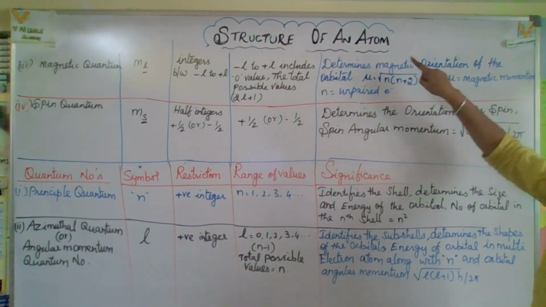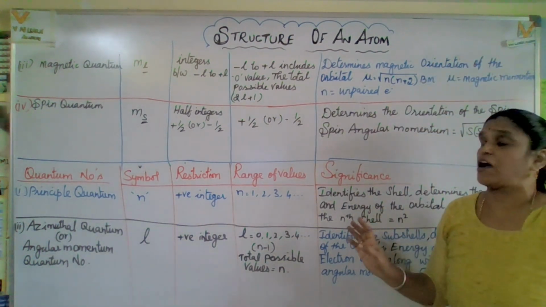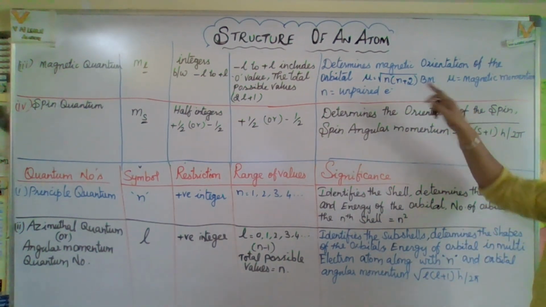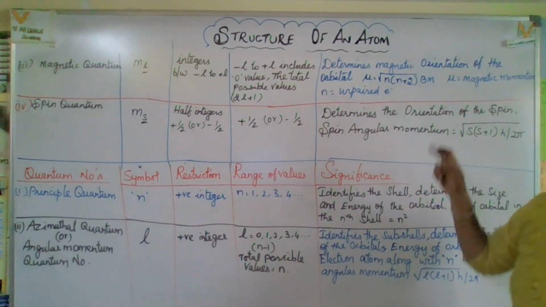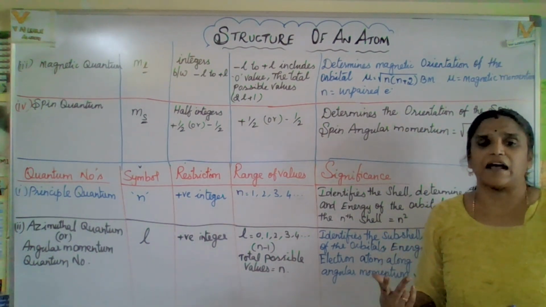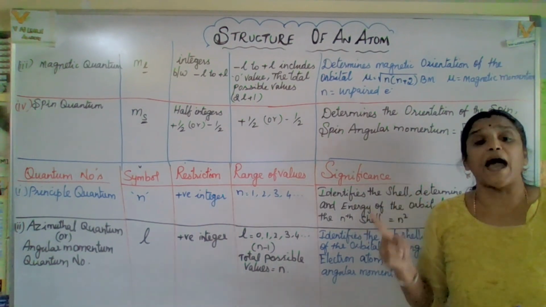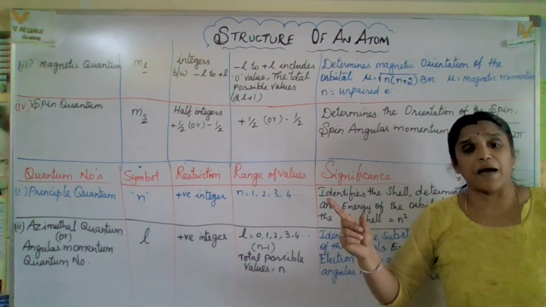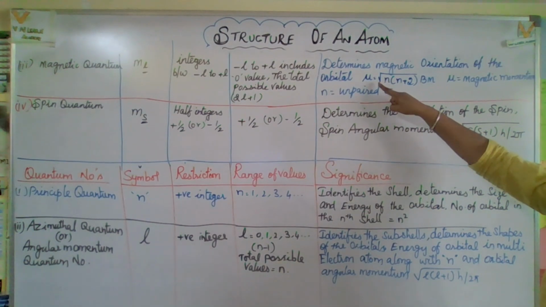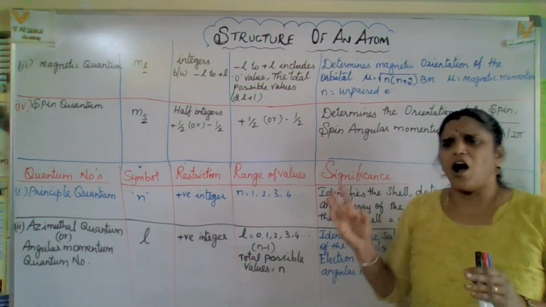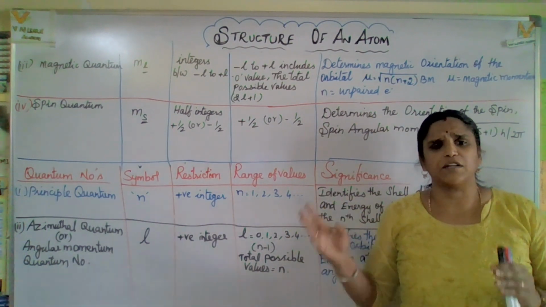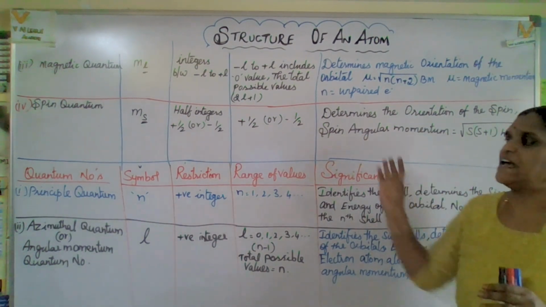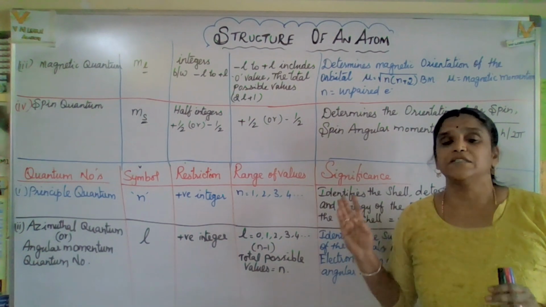The magnetic quantum number determines the magnetic orientation of the orbital. That is, mu is equal to root of n into n plus 2 Bohr magneton, where mu is the magnetic moment and n is the number of unpaired electrons. This is very interesting, because we can easily identify through this whether an element is diamagnetic or paramagnetic. So how the electrons are filling, what the shape is, what the size is, and the magnetic orientation: all these ideas these four quantum numbers show us.